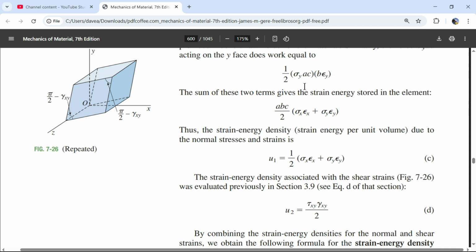You're going to get an ABC term, a stress term, and a strain term. It's just like this, except you just have one face. You don't have a sigma x, sigma y. And then that's going to have an ABC. We're going to divide by the volume to get the unit volume. So we're going to have 1/2 shear times strain. Shear stress times shear strain.